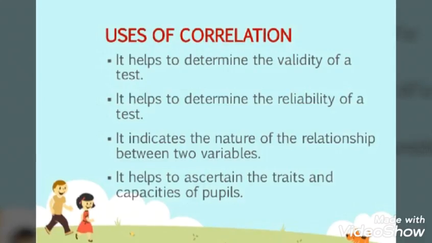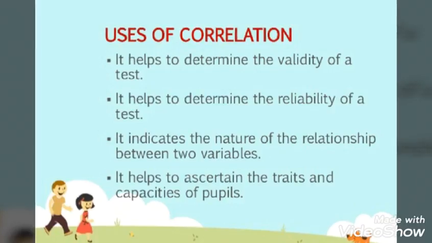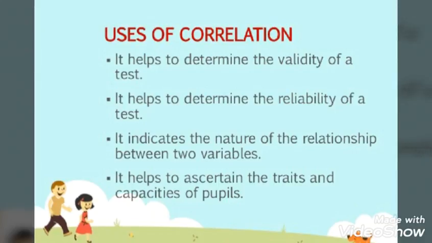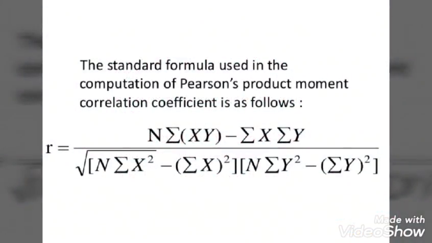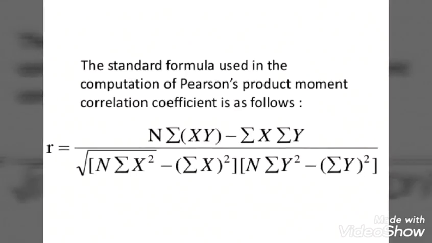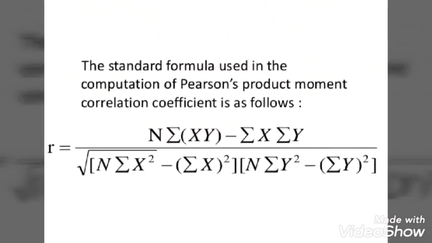It helps to ascertain the traits and capacity of the pupils. It shows that the pupils, those who are working on the research, can work on the condition. We'll see here the formula. The standard formula used in the computation of Pearson's product moment correlation coefficient is as follows. We can see here the formula.